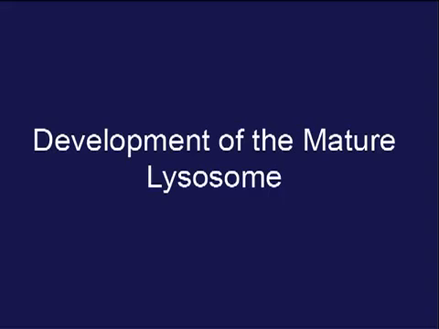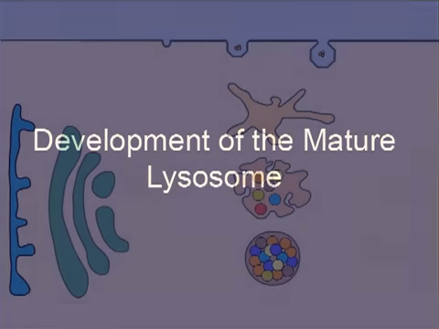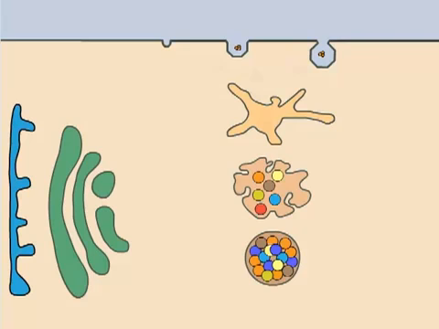In this presentation, we are going to review how hydrolytic enzymes are imported into the lysosome and how the lysosome develops into a fully mature organelle. As was seen in our last presentation, a portion of the endoplasmic reticulum is illustrated on the left, and next to it are portions of the Golgi apparatus. The cell membrane is shown across the top of the frame.